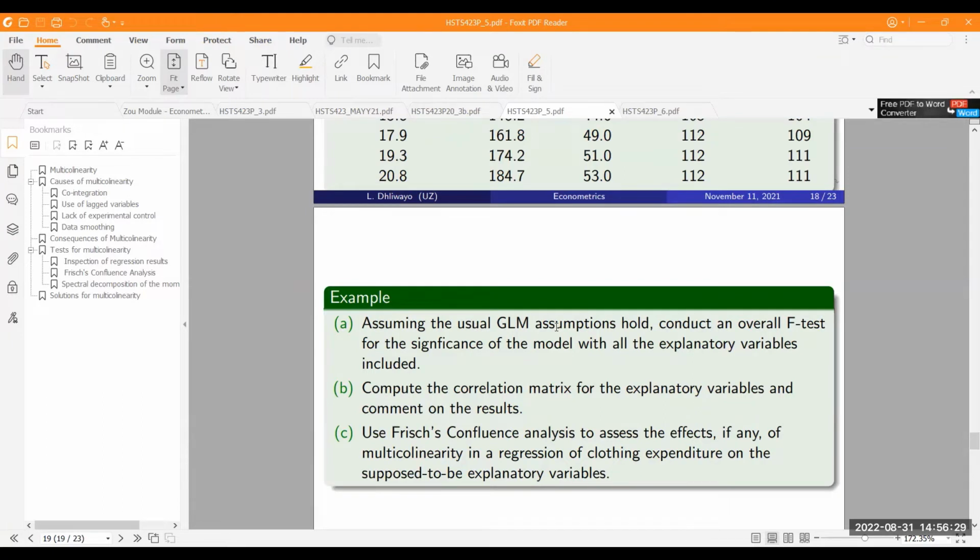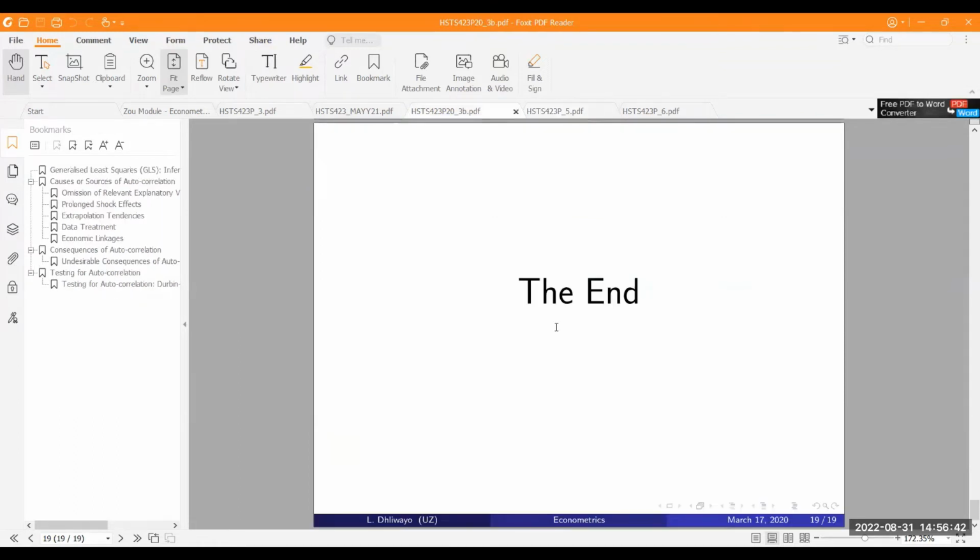The next question is, compute the correlation matrix for the explanatory variables and comment on the results. Okay, so after computing the correlation, there will be X1, X2, X3. So we have the correlations here. The diagonal will be ones. Okay. So you will see that some have high correlations. Some have a low correlation. That will be your comment.